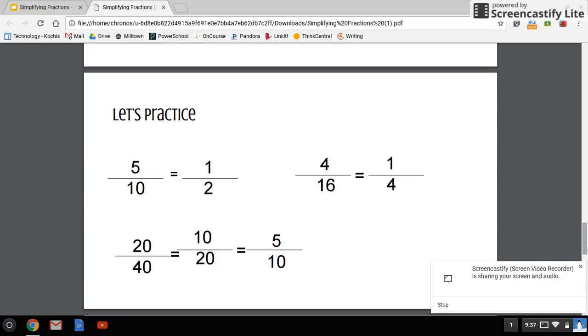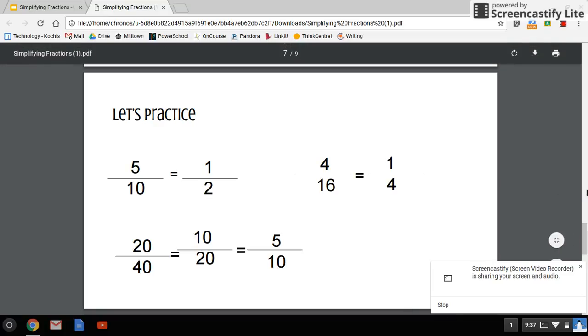Let's practice. So 5/10 can be simplified once to 1/2 because 5 and 10 can both be divided by 5, since 5 is a common factor. 4/16 can be simplified, and 4 and 16 have a common factor of 4, so 4 divided by 4 is 1, and 16 divided by 4 is 4.